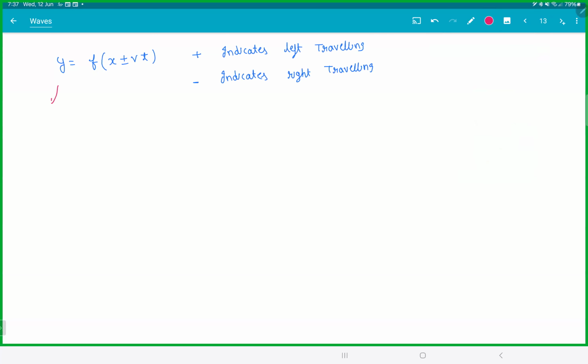So what is this y exactly? The y is a property. Now again, what property? It could be density, it could be electric field, it can be displacement. It's a property which changes with position and time. That is the meaning of that f of x plus or minus vt. It's a property which is changing with both position and time. So these kind of waves are called progressive waves. The wave is traveling only in one direction.